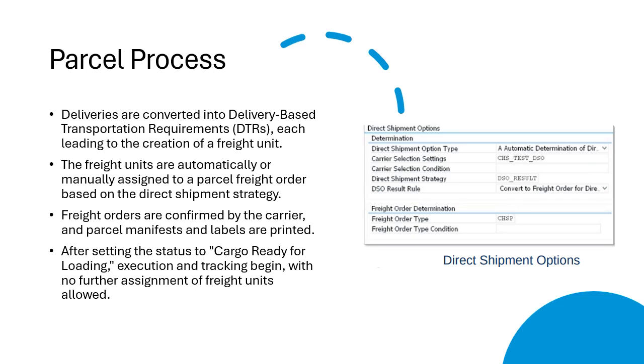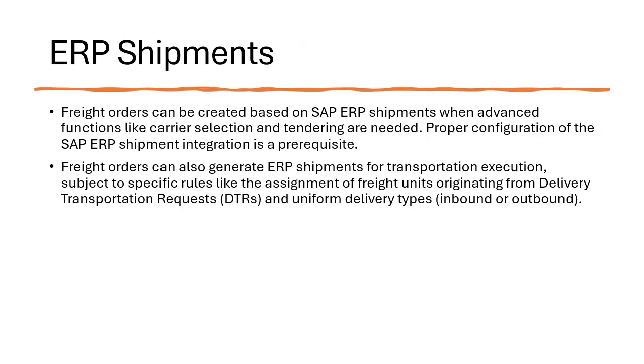This image shows direct shipments, which can bypass certain intermediate steps by moving goods directly from source to destination. This process is also used to speed up deliveries and optimize transportation by removing unnecessary stages in the logistical chain. And next is the ERP shipment.